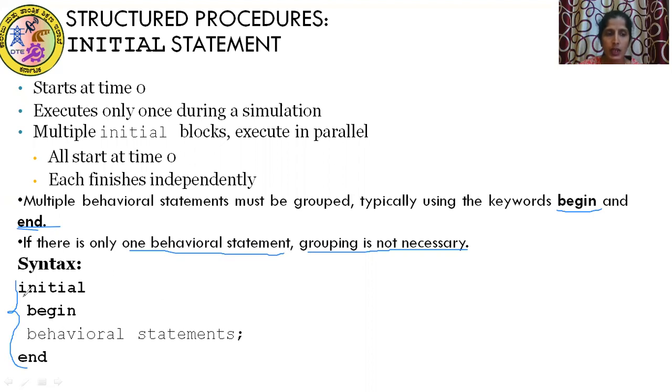It begins with the keyword initial followed by begin, within which we write the behavioral statements if we have more than one, and we end the statements with the keyword end. Whereas if we write a single behavioral statement, then we need not enclose the statement between begin and end.